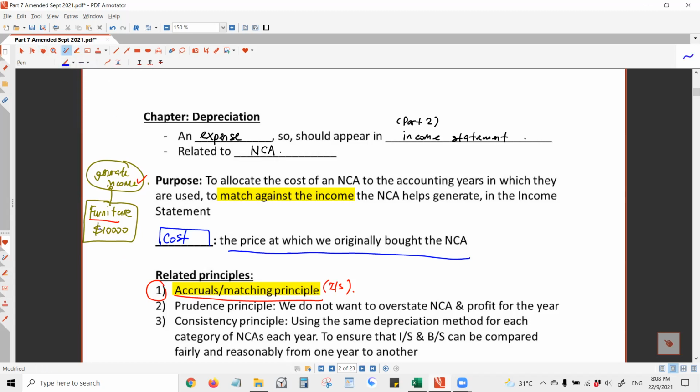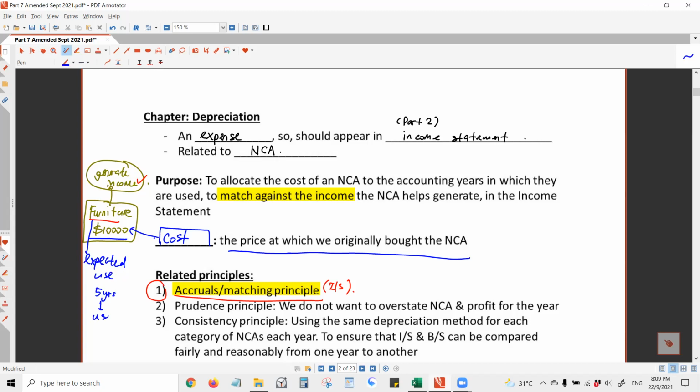Just now I said that the furniture is worth $10,000. That is the cost. You bought it for $10,000. Assume that you expect to use the furniture for maybe 5 years. After that, you think they would be too old to continue to be used. You intend to replace them every 5 years. So you expect to use it for 5 years.